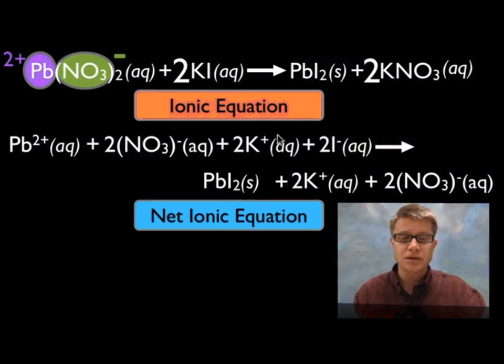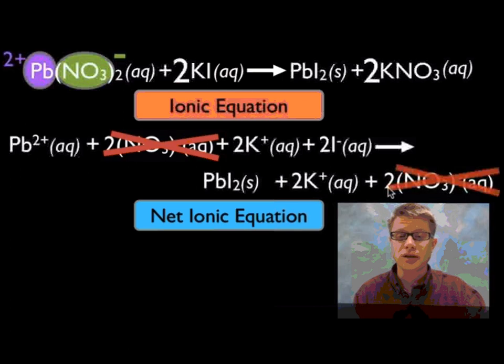So if we look back at this equation, you can see that we have 2 nitrate ions on the left side, and we also have 2 nitrate ions on the right side. And so they're really not being changed in this reaction. So we call those spectator ions. They're really just watching. And so what you can do is cross out things on the left side that are also found on the right side, as long as they're in the exact same form.